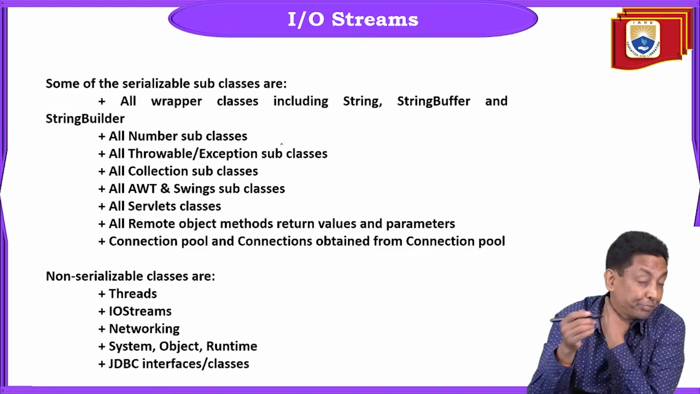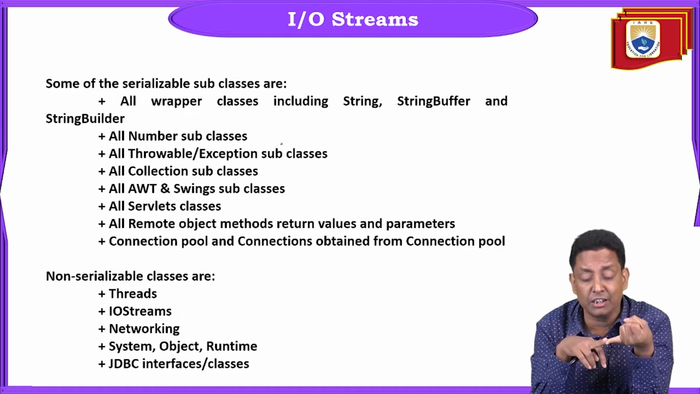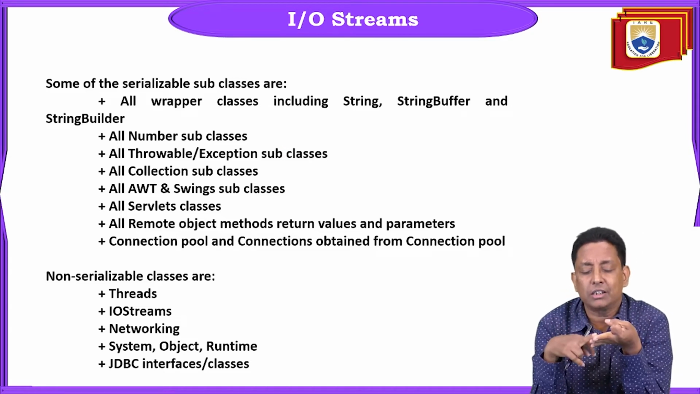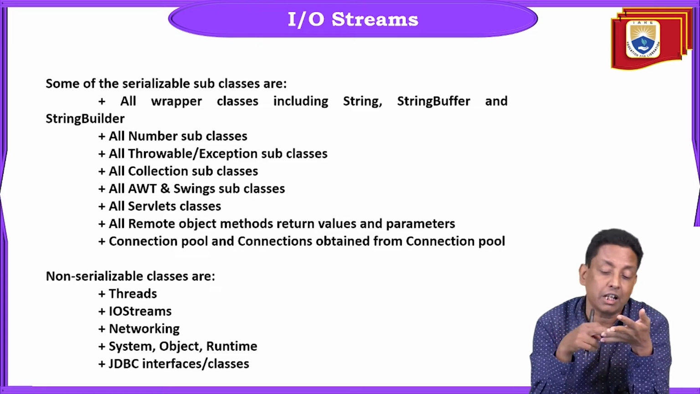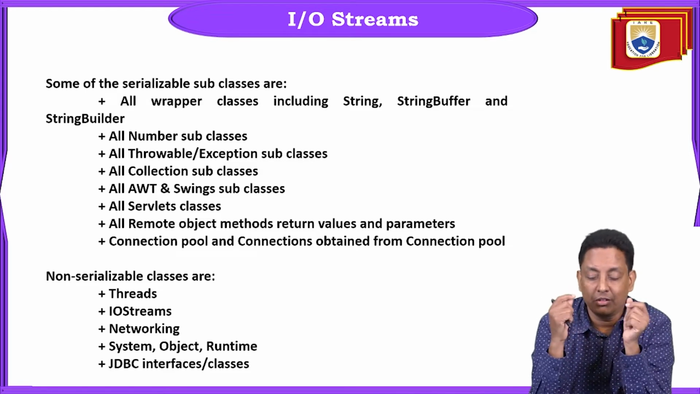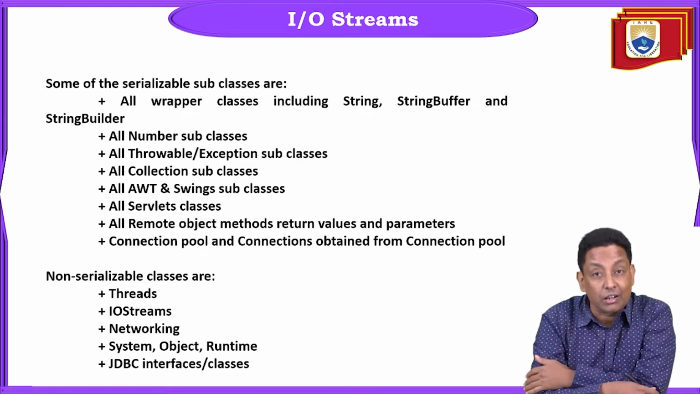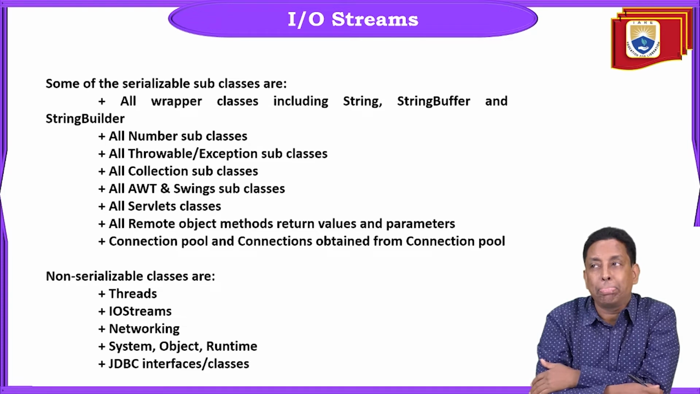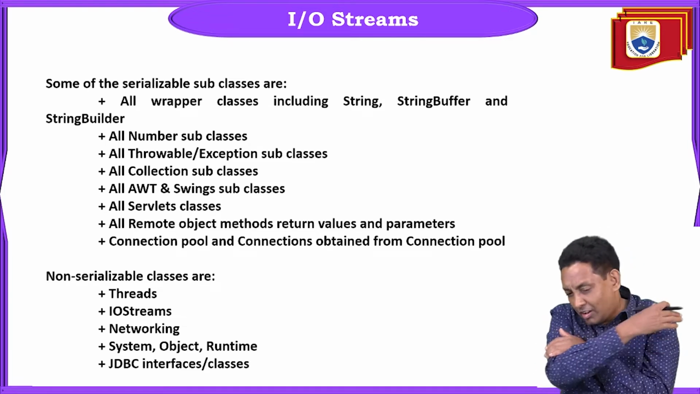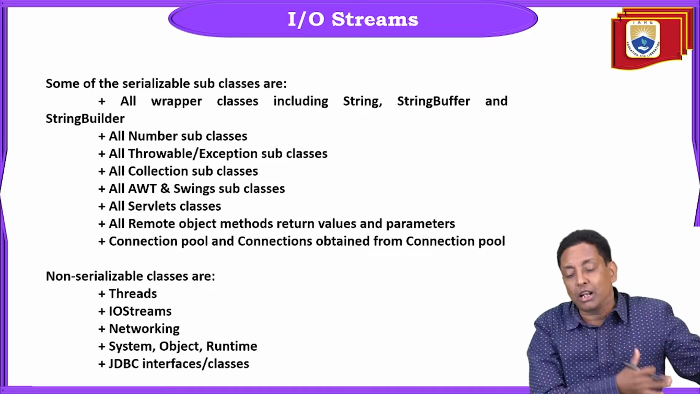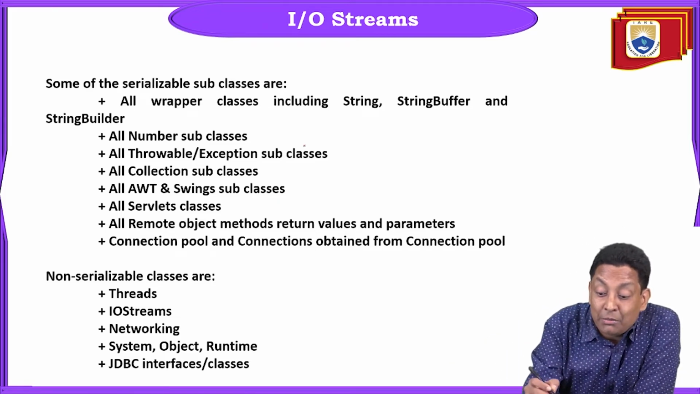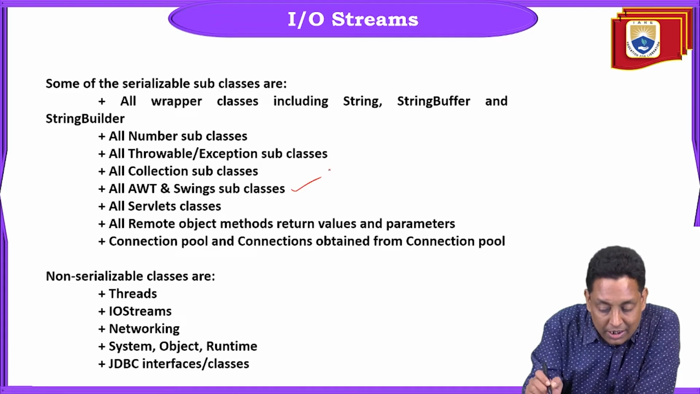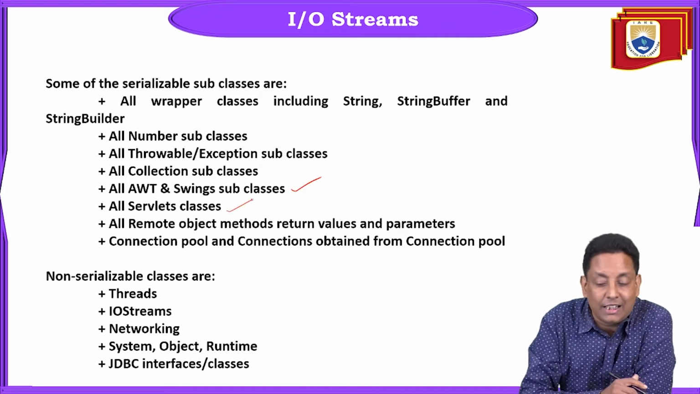All collection classes: array list, linked list, hash set, linked hash set, tree set, hash map, linked hash map, tree map, vector, hash table, properties. All these new and old collection classes are serializable classes. All AWT and Swing user interface classes are serializable. All servlet classes are serializable.